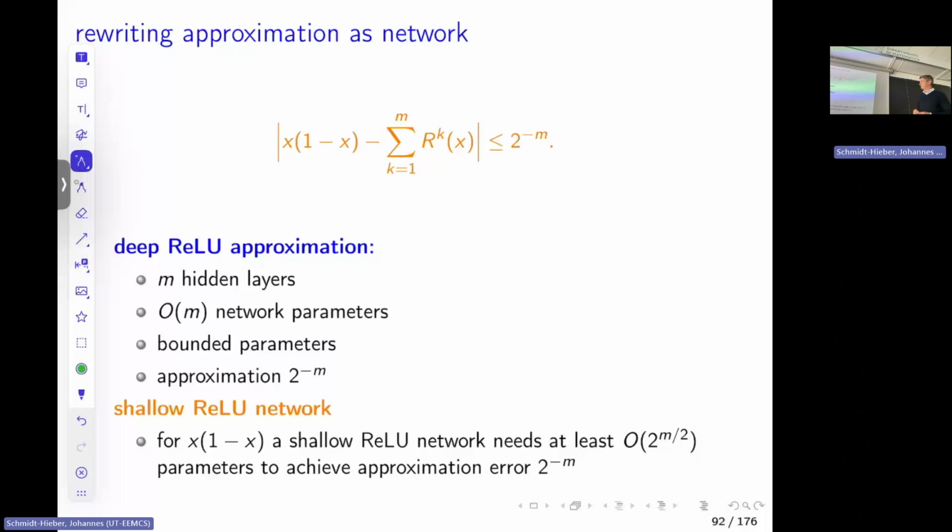For shallow networks, because shallow networks in one dimension are equivalent to piecewise linear functions, and we have lower bounds for approximation by piecewise linear functions. That has to do with this saturation that I also explained before. We know that for this function, we need at least 2 to the m over 2 parameters to achieve the same approximation rate. Okay, so now you see that there's a huge gain for large m, at least there's a huge gain between the number of parameters.